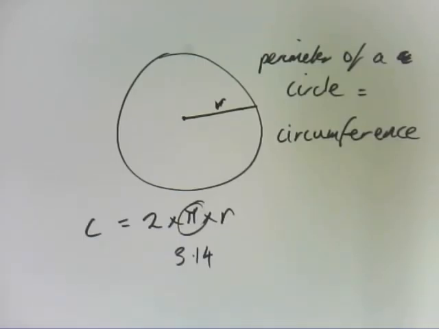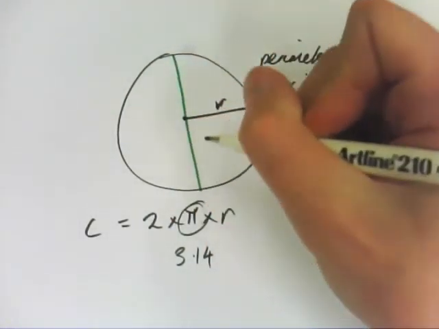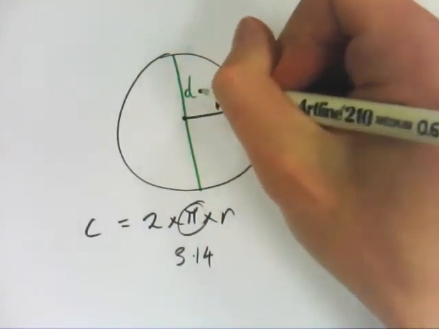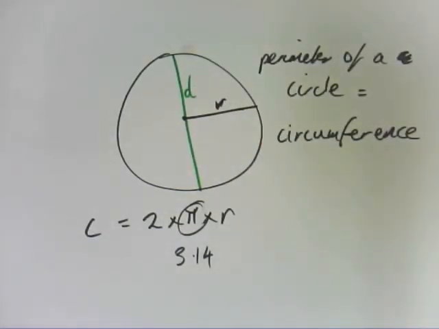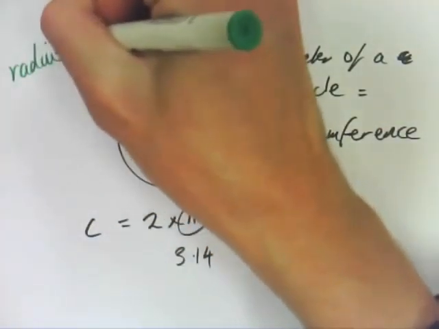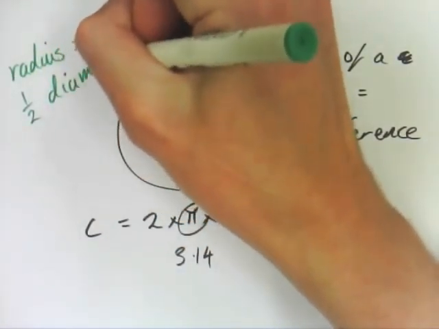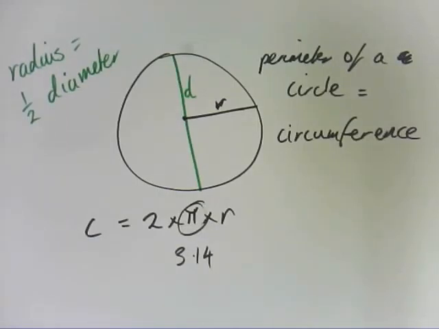Okay, and while I've got a circle on the page, there's something else I should mention. If you're not given R, but you are given something called D, or the diameter, okay, the radius is half of the diameter. So I'm going to write that down. Radius equals 1/2 diameter. Okay, so if you're not given the R value, but you are given the diameter, you can work out the radius from there if you need to.